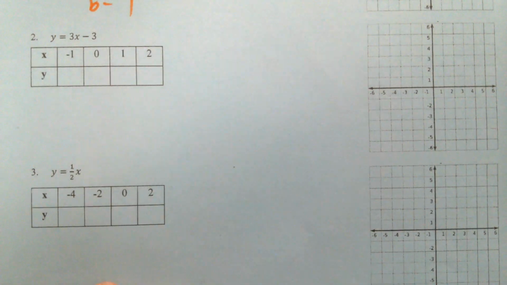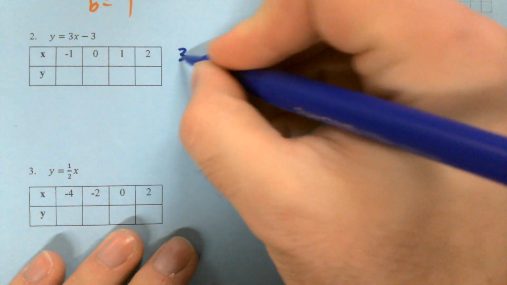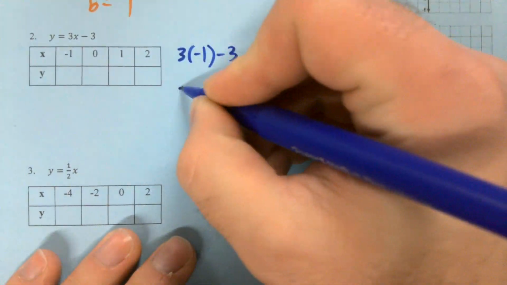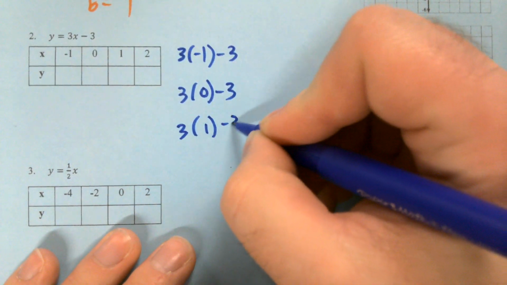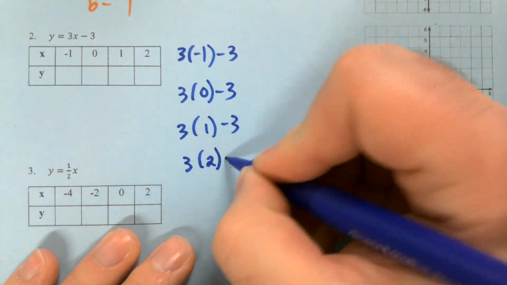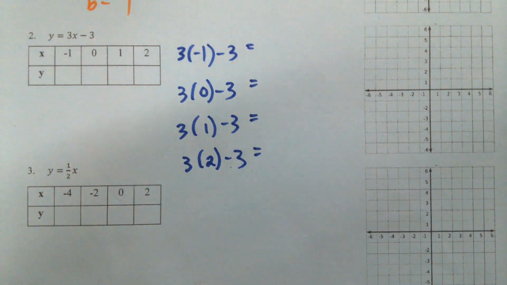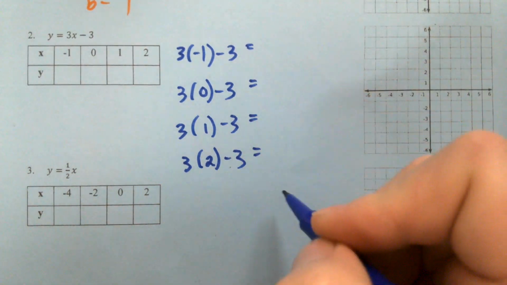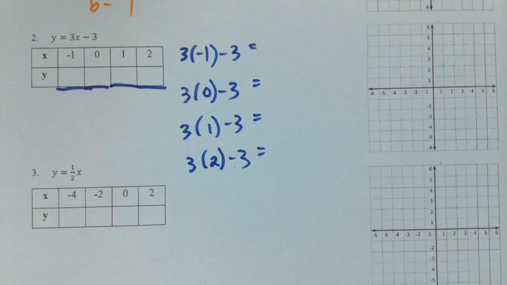Quickly moving on down to number 2. We're going to go through and plug these numbers in. We've got 3 times -1 minus 3, 3 times 0 minus 3, 3 times 1 minus 3, and 3 times 2 minus 3. And whatever we get for each of these, it's going to give us each of these y coordinates there.